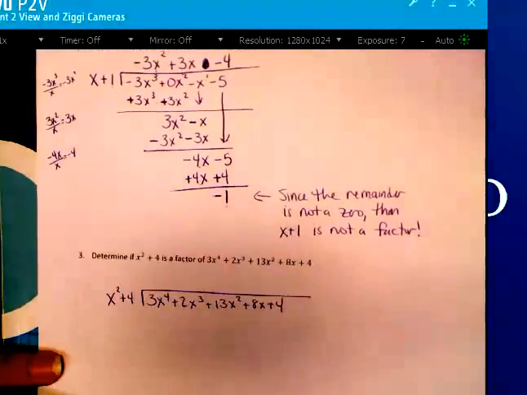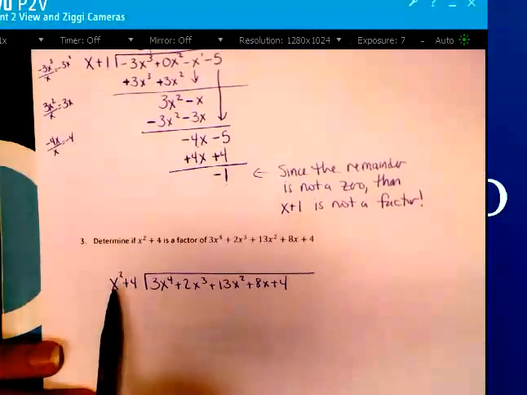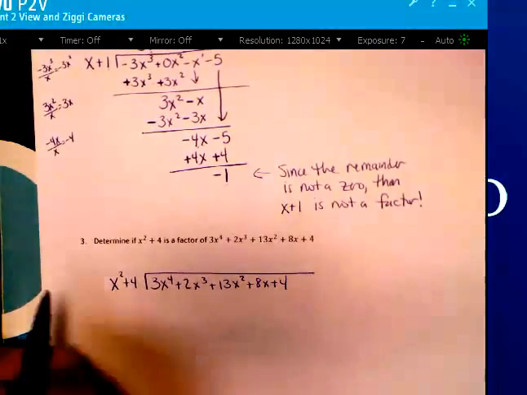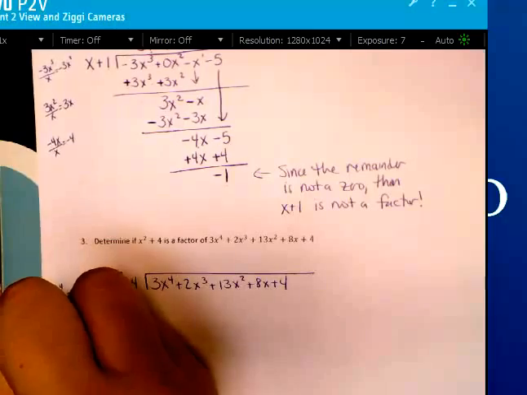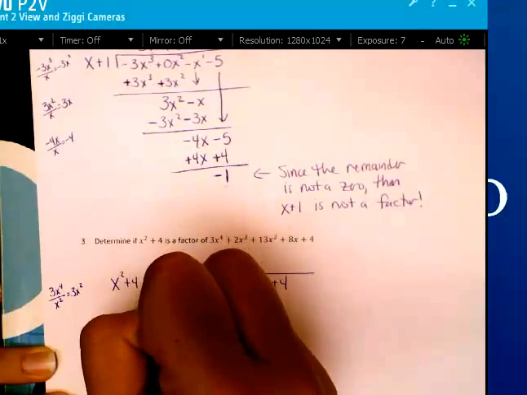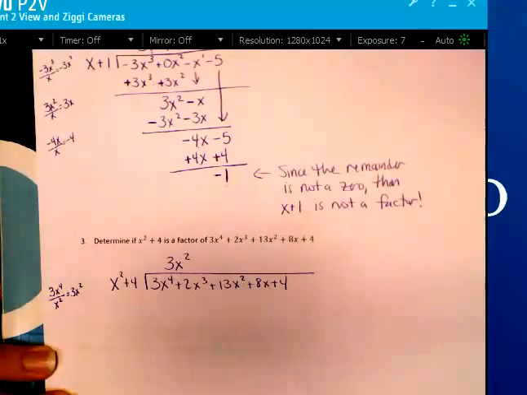Okay, so now we're going to do the division. The process is the exact same. So we're going to take x squared divided into 3x to the 4th. So that gives me 3x squared. That's the first term in my quotient.